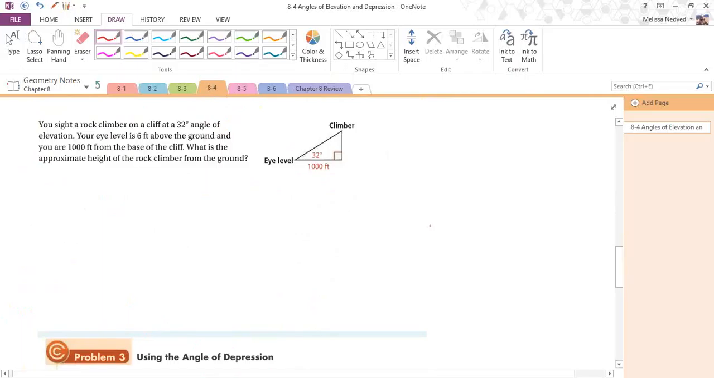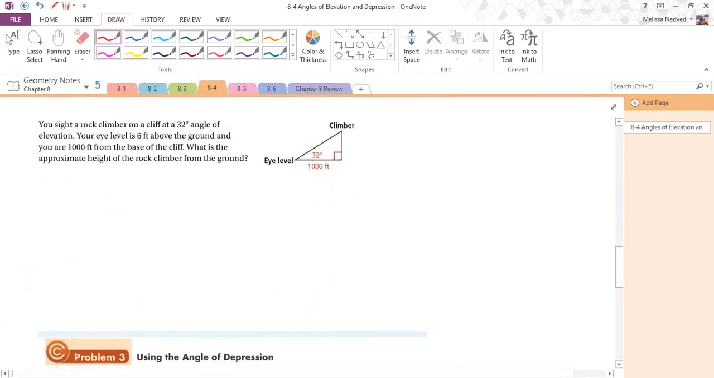It says you sight a rock climber on a cliff at a 32-degree angle of elevation. Your eye level is 6 feet above the ground, and you're approximately 1,000 feet from the base of the cliff. What is the approximate height of the rock climber from the ground? So again, a lot of information here. They did provide us with a picture, which helps a lot. Let's talk about where those values come from in this picture.